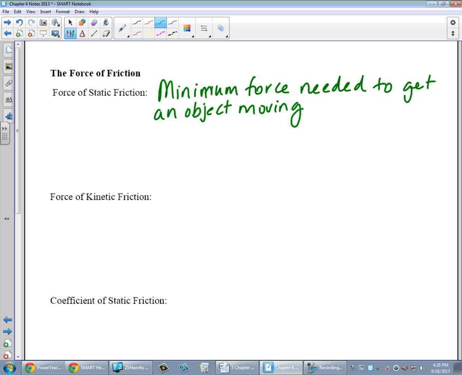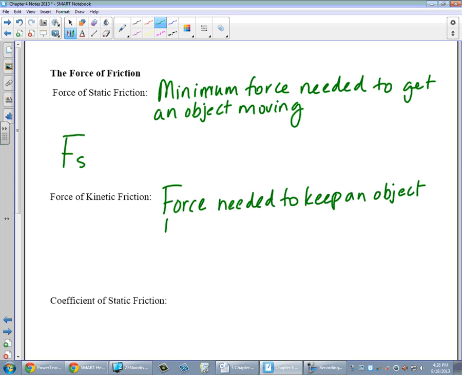The symbol for the force of static friction is F sub S, meaning force static. The force of kinetic friction is the force needed to keep an object moving at a constant speed. And the symbol for the force of kinetic friction is F sub K.